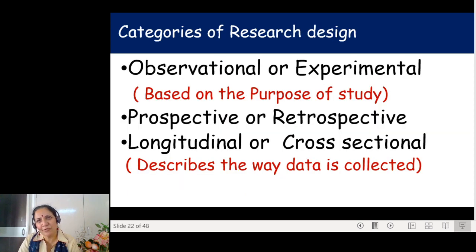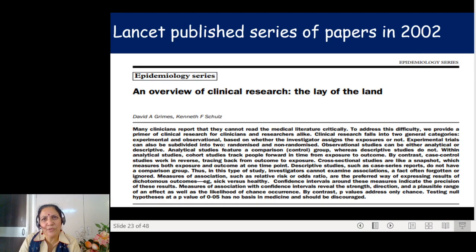So again, coming back to the categories of research designs, we had an observational or an experimental study based on the purpose of the study, prospective or retrospective, longitudinal or cross-sectional, because it describes the way data is collected. I'm going back and forth so that you can memorize the categories of research design. So Lancet published a series of papers in 2002. So that gave an overview of clinical research. So this was basically to make the clinician understand how to appraise the scientific literature.